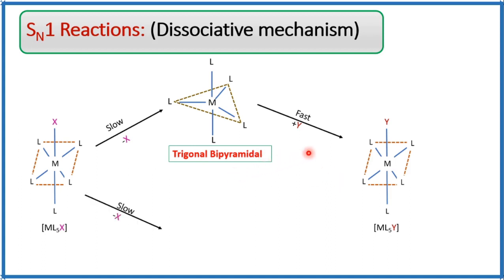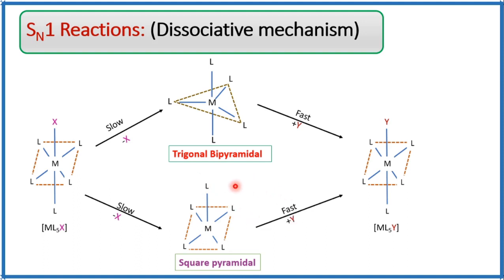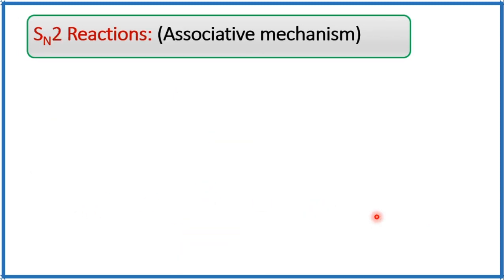As we have seen, this reaction may take place by the formation of another intermediate called the square pyramidal intermediate. Here the shape of this moiety is square pyramidal because these 4 ligands are arranged in a square manner and this ligand is like a pyramid for it. So therefore we can call it a square pyramidal structured moiety, which is the intermediate. And again this moiety will undergo a fast combination reaction with Y to give the ML5Y complex. In this way, through these 2 types of intermediates, we are getting the final product in SN1 reactions.